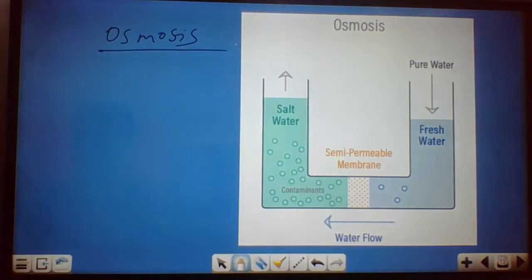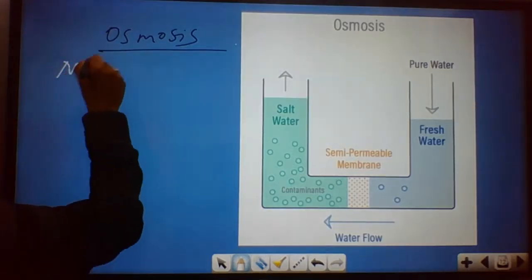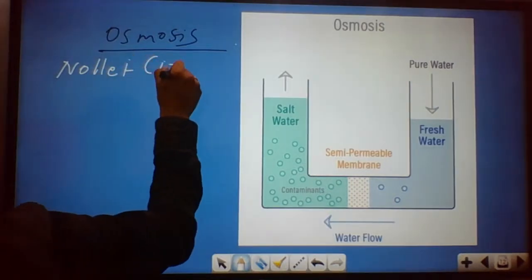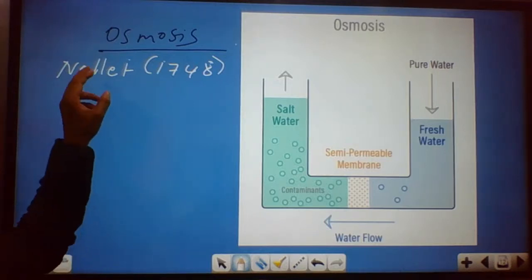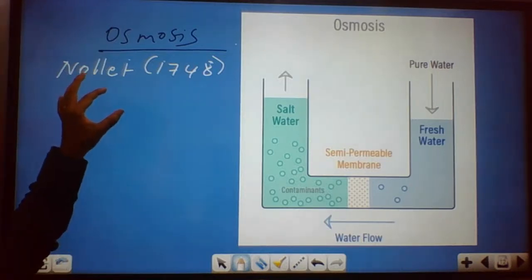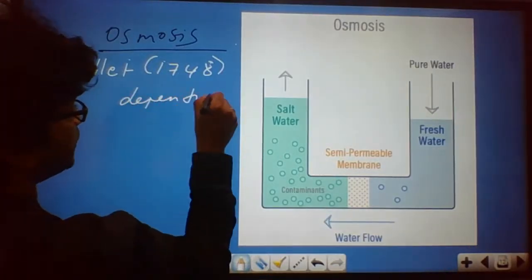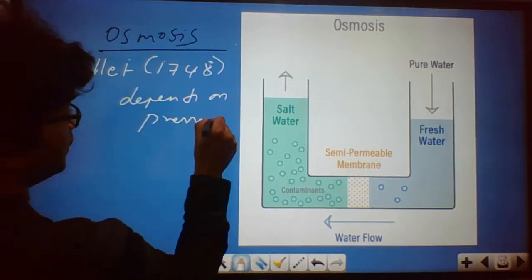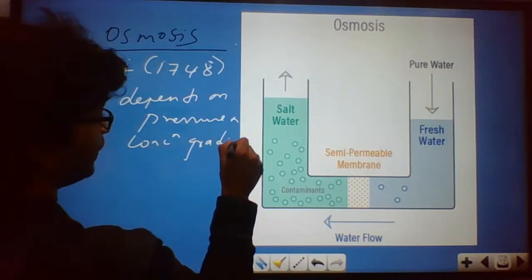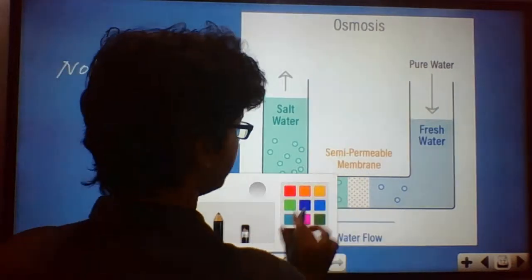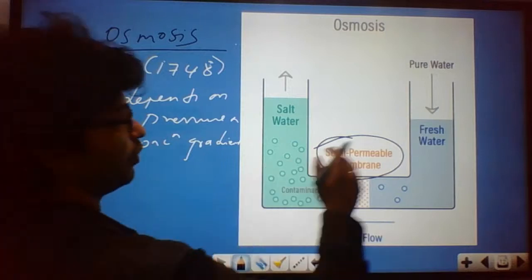Coming to osmosis, who first proposed osmosis? It was proposed by Nollet in the year 1748. It is a passive type of transport. It depends upon the pressure gradient and the concentration gradient, and it occurs by means of a semi-permeable membrane. You could see in this case the salt water and the fresh water.